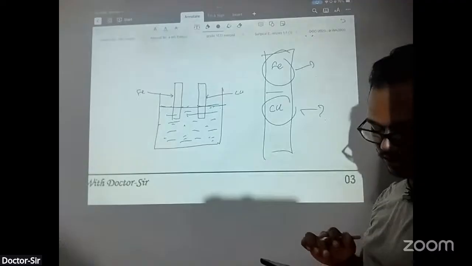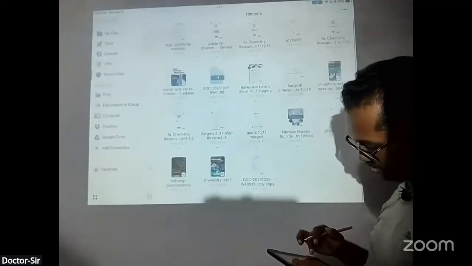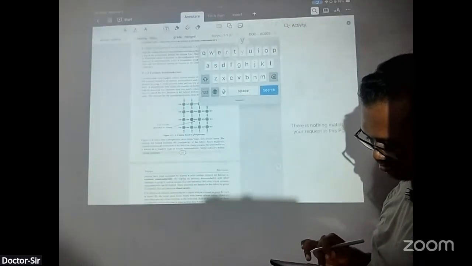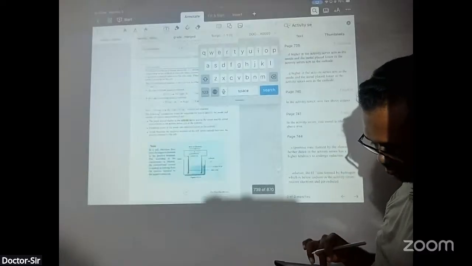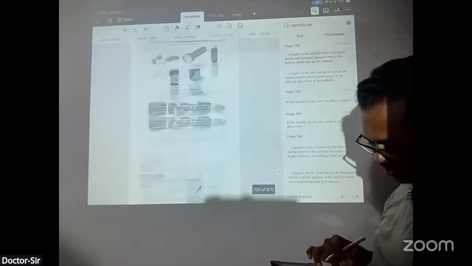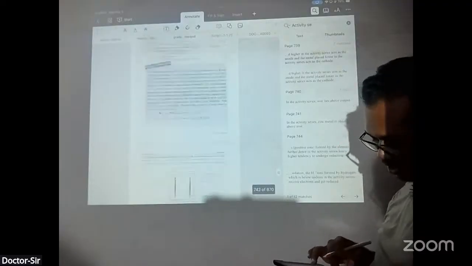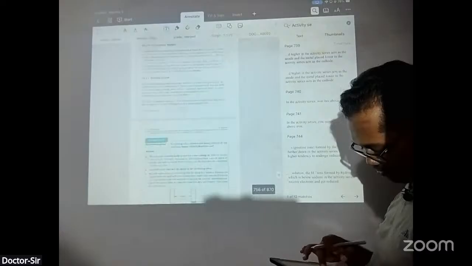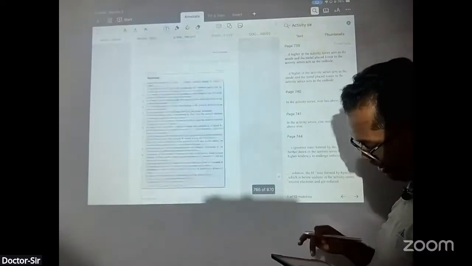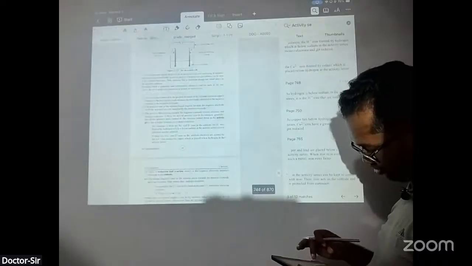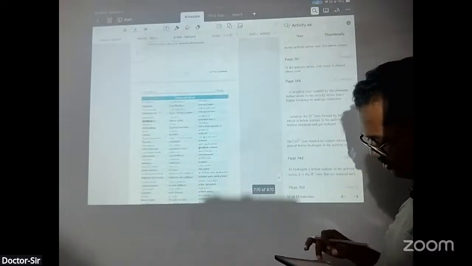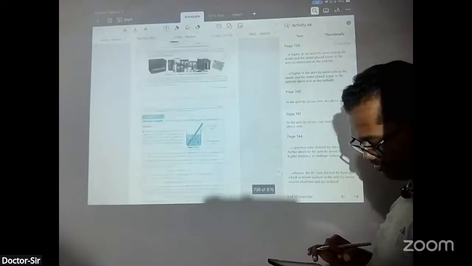I will show the activity series in your textbooks. The activity series is in the electrochemical part of your textbook, so go and see that with me, I will show. It is in the changes in matter part.